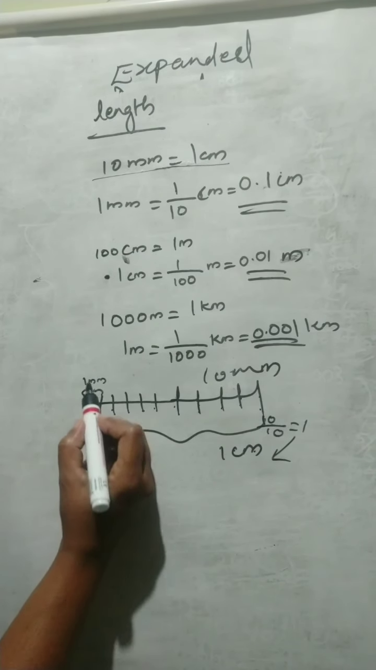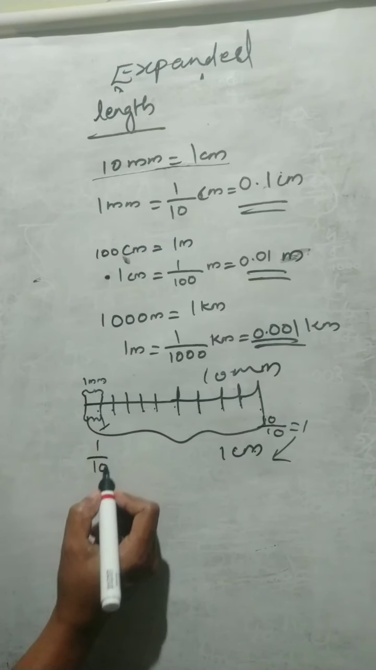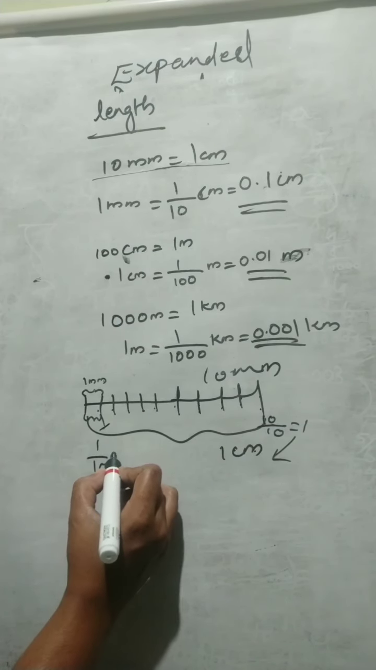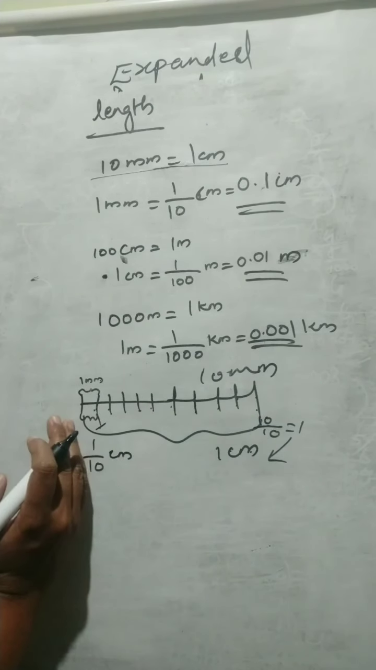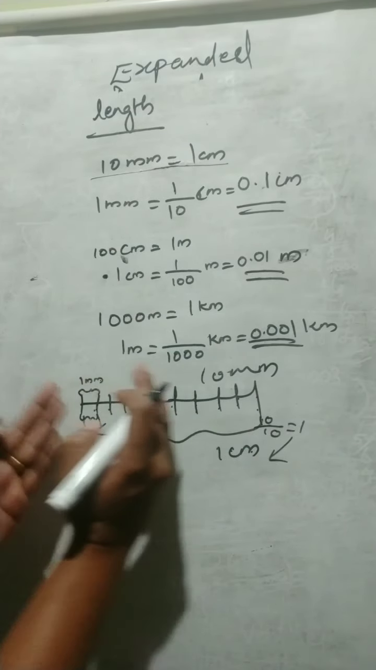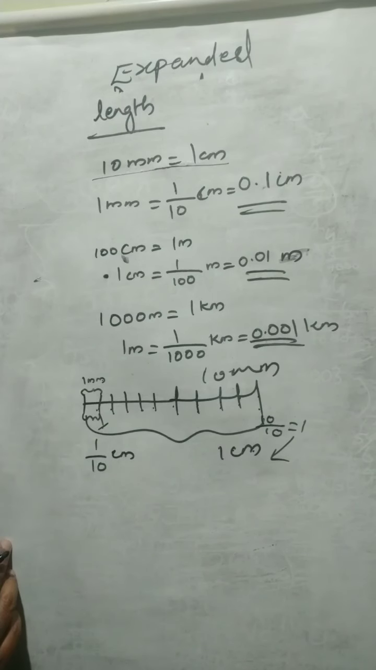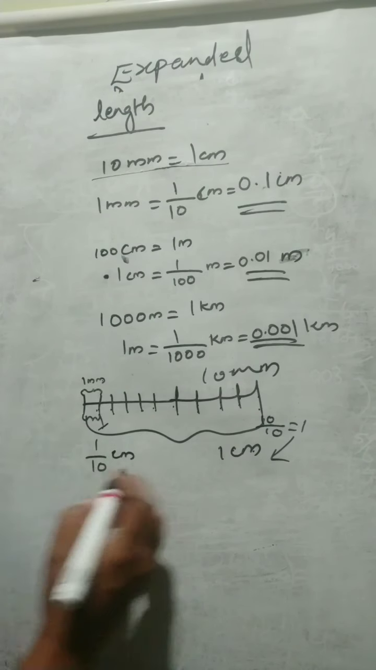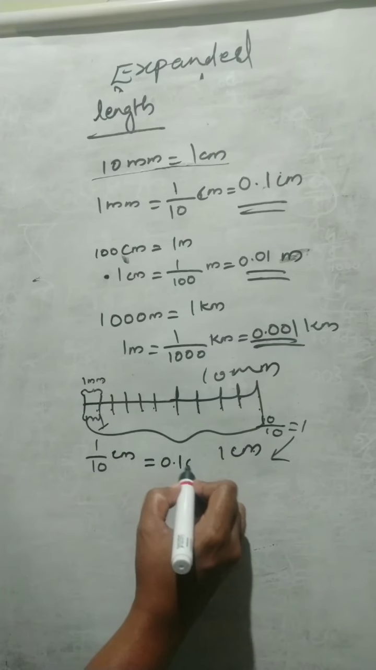So this 1 millimeter we can write as 1 on 10 centimeter. This was the 1 centimeter. This 1 centimeter we have cut into 10 pieces. Among these, 1 piece only. That is 1 on 10 centimeter. So we can say that will be equal to 0.1 centimeter.